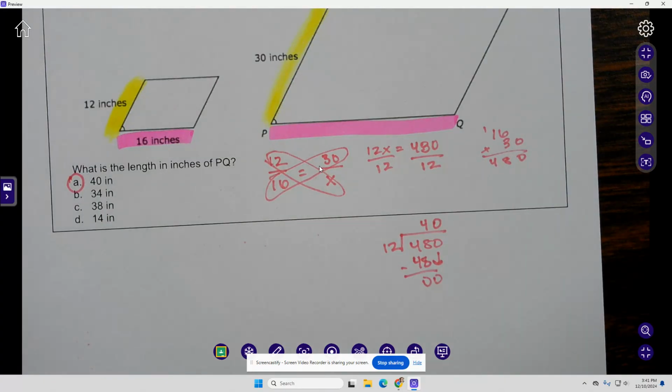So after you finish your test corrections, make sure that you turn them in to me so that I can update your grade.